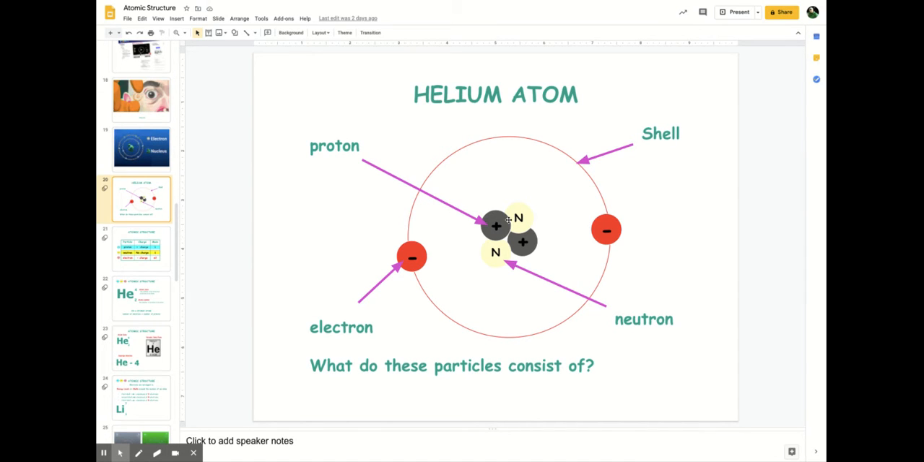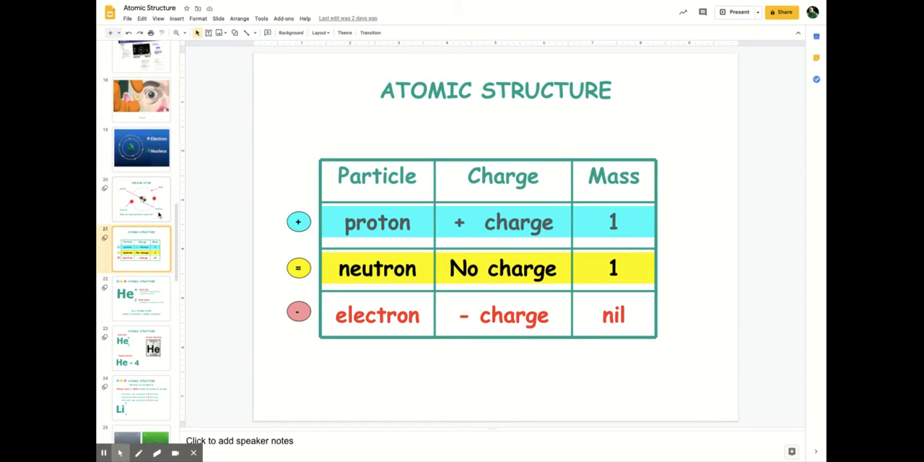And you'll notice in science, we don't write proton, neutron, and electron on there. What we do is give them symbols. You can either use an N for neutron or an equal sign, because we tend to talk about them in terms of their charges. A proton has a positive charge and a mass of 1. A neutron has no charge, or is neutral, and also has a mass of 1. They're almost exactly the same size as a proton.